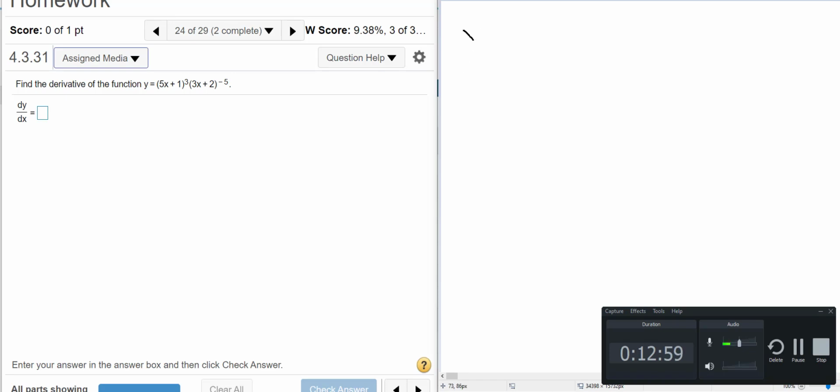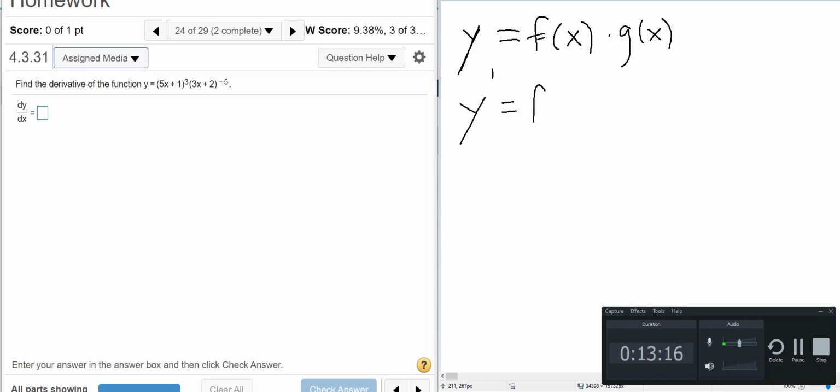So if y is f of x times g of x, y prime is the first one times the derivative of the second one. So that's f of x times g prime of x, plus the second one times the derivative of the first one.